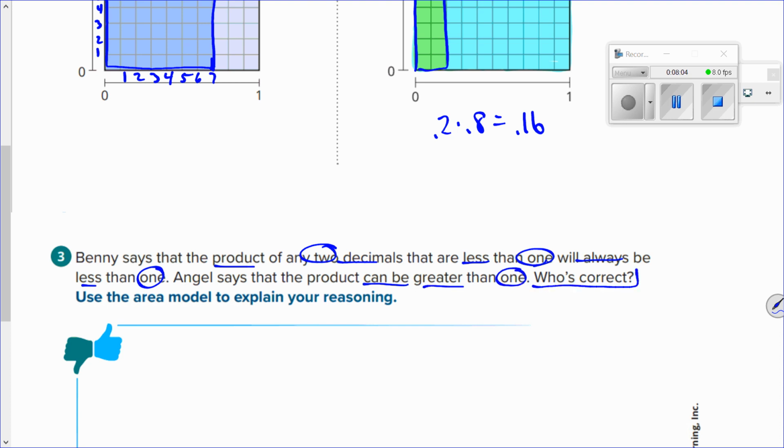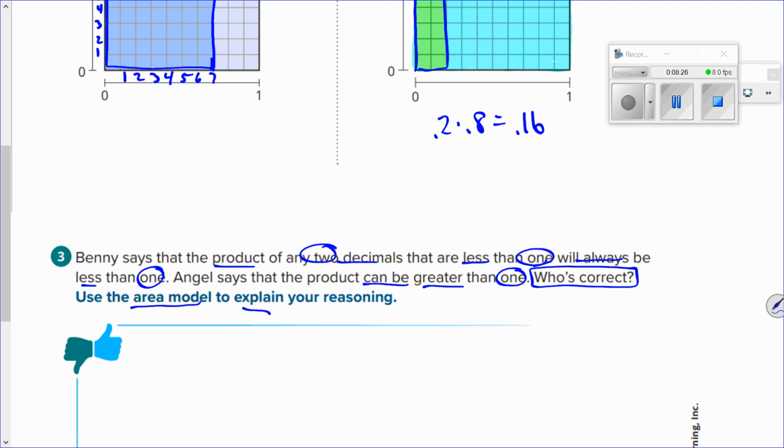Who's correct? So if you guys talk as a table, who is right? Is it Benny or is it Angel? They give you a really good hint. Use the area model to explain your reasoning. So I need an explanation of your reasoning as to who is correct and why. I'll give you guys about 3 minutes to work through this.